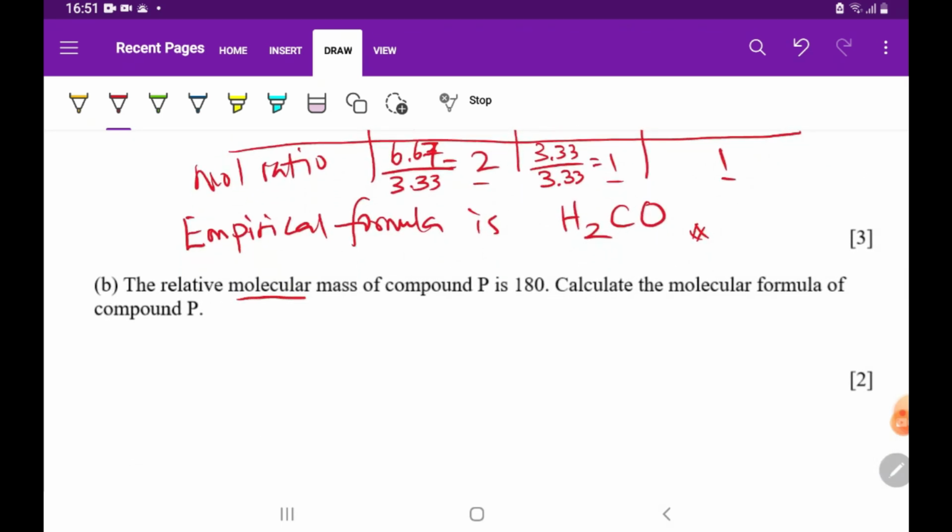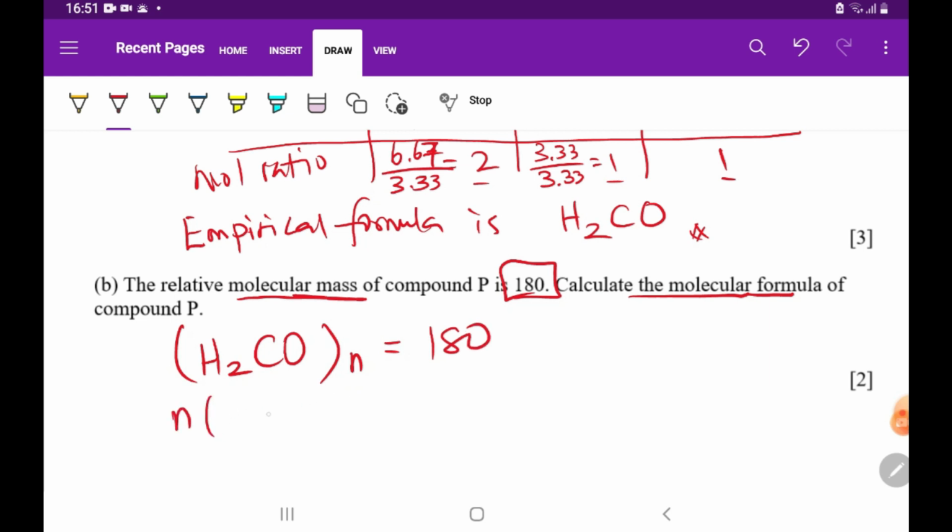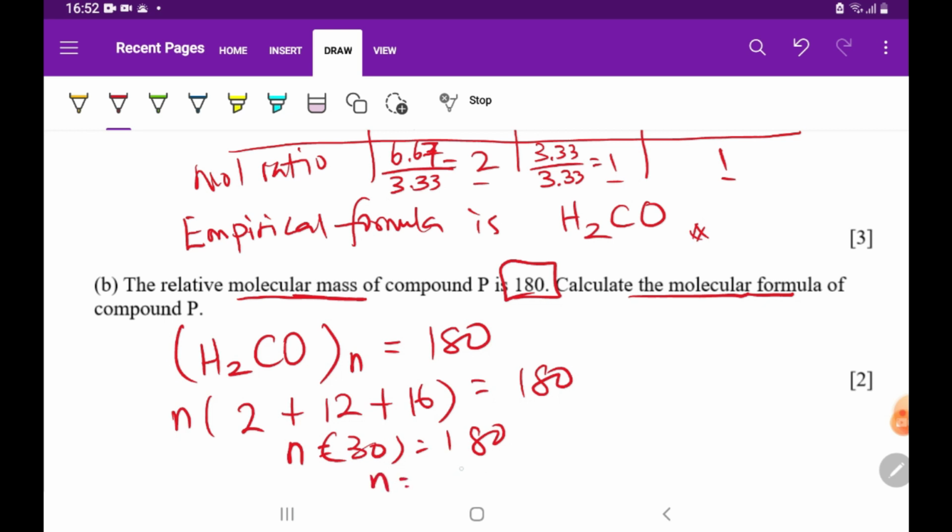Now molecular formula. The molecular mass is 180. So what is the molecular formula? We know the empirical formula, H2CO, times N equals 180. So what is the value of N? The mass is 2 plus 12 plus 16, that is 30, so it's 180. So N is 6.